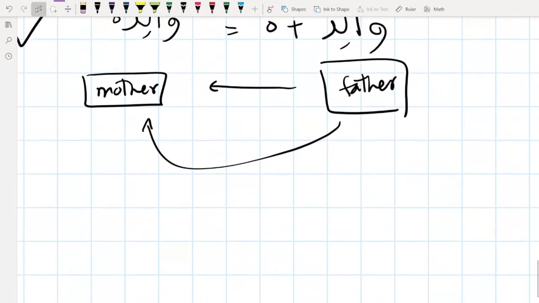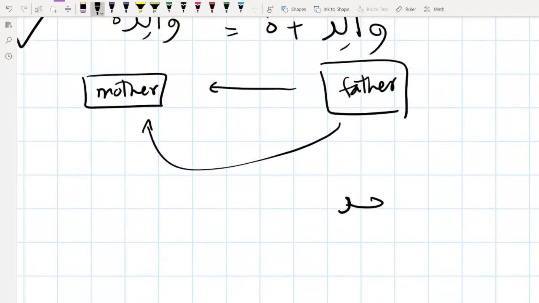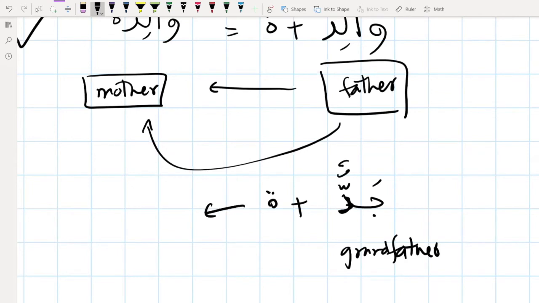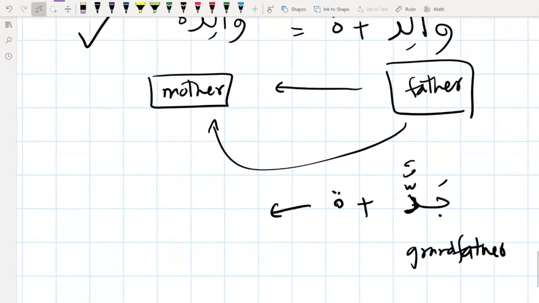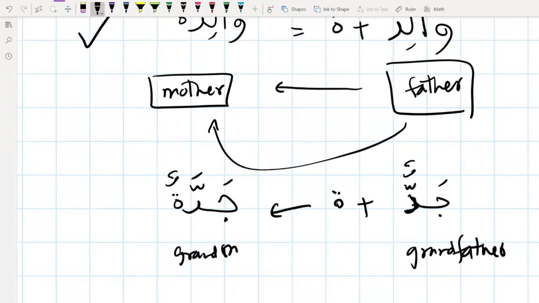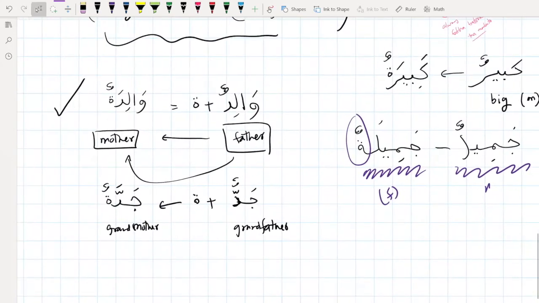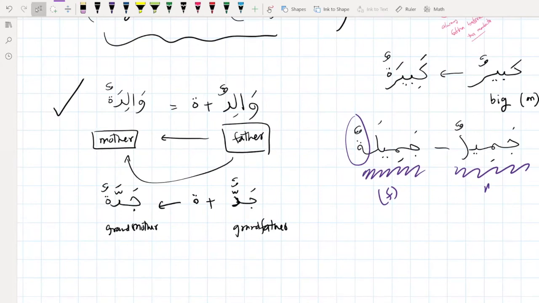I'll give you another example. I don't know if these ones are in the book. Jaddun, jaddun is grandfather. You want to add tamar buta, and you're lazy, you don't want to learn any new word. You just wish it works. Well, alhamdulillah, you got it. Jaddatun, which is grandmother. But as I said, don't get too comfortable. It doesn't work all the time. The ones that work, you kind of have to know which ones work.